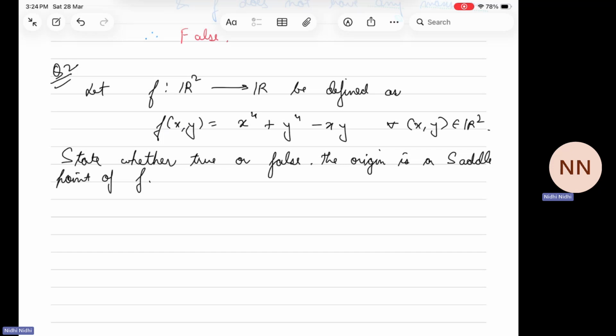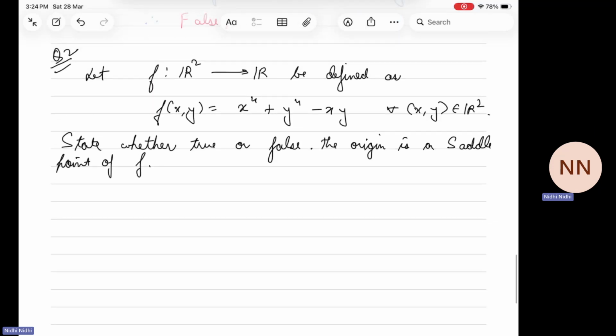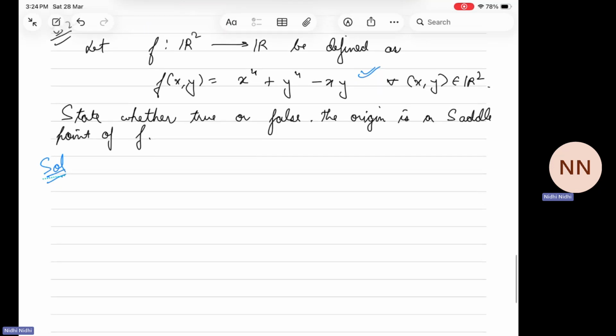Firstly, we'll start with looking for the critical points. Now clearly you can't easily plot this function. It's not that easy. So it's good to use the second derivative test. Let's see if we are actually able to use it or not. We start with the critical points. Critical points are the points which make all the partial derivatives 0. So step 1, we look for critical points.